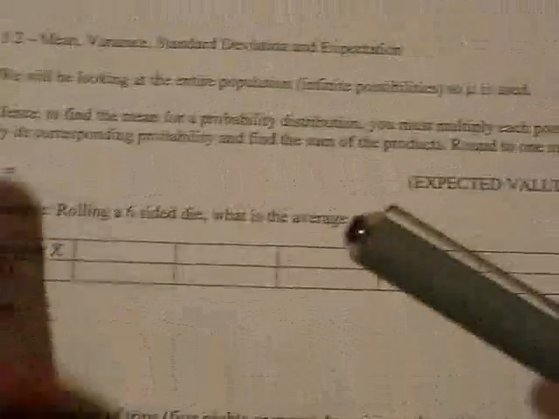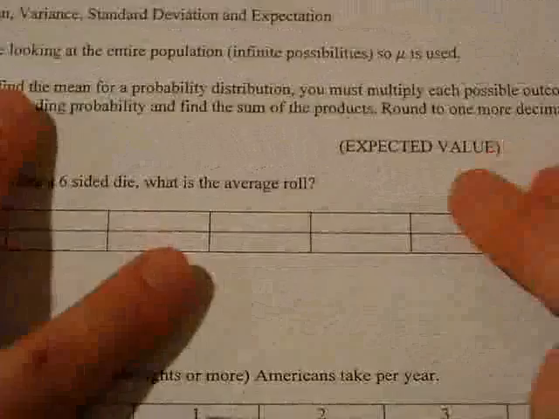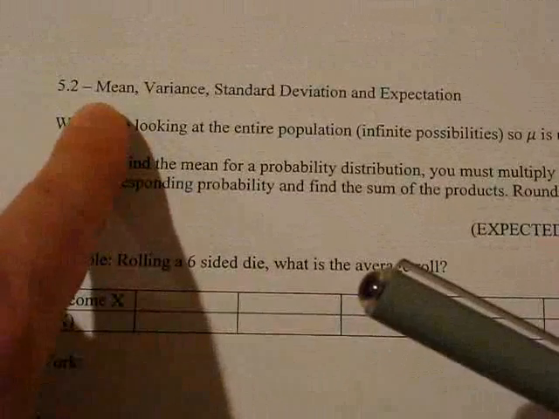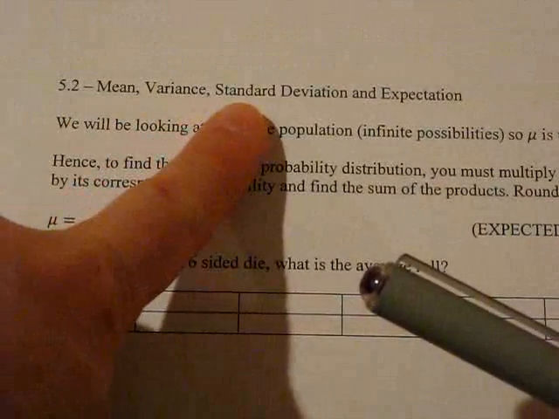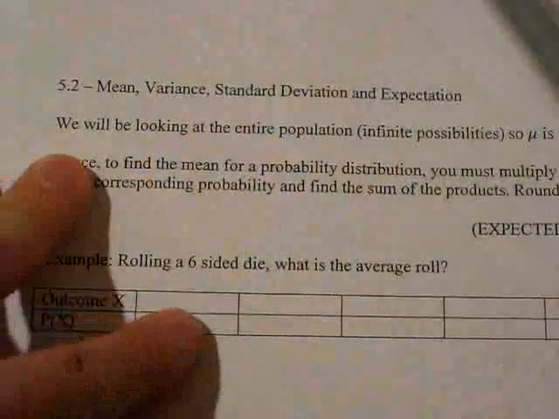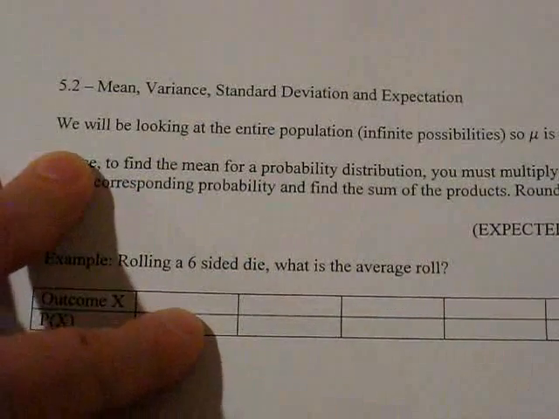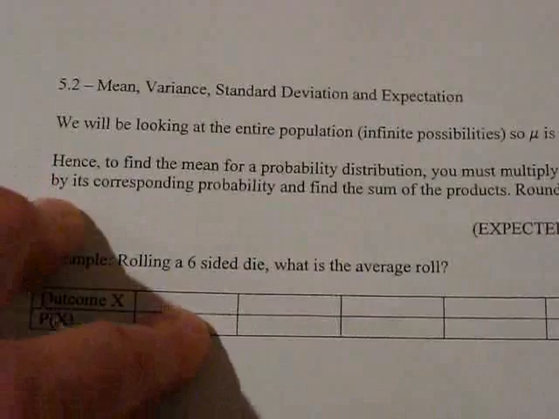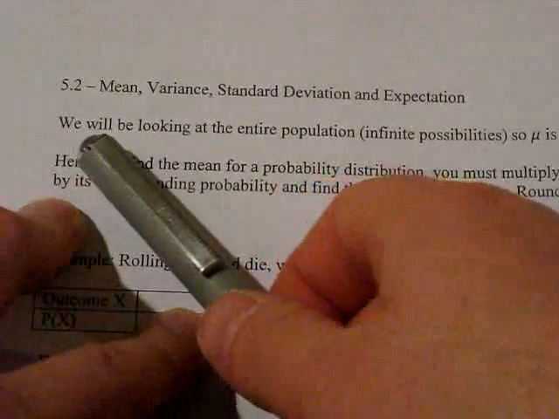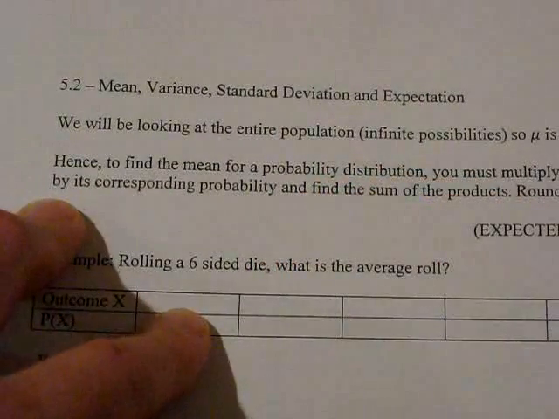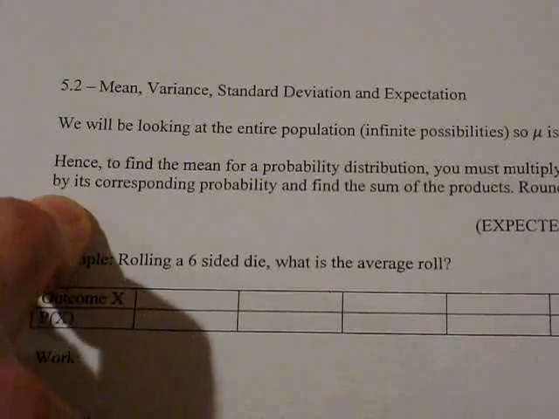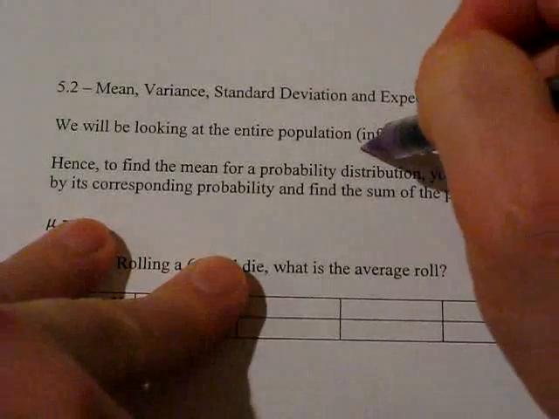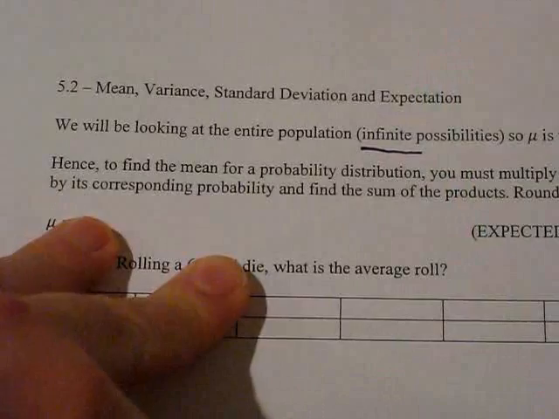And I will start off with a clean sheet here. In section 5.2, we're going to talk about the idea of getting an average, or the mean, the variance, and the standard deviation, and also we're going to talk about something called expectation, or the expected value. Now, here's the thing. Instead of looking at a small population, we're going to be looking at the entire population. So we're looking at infinite size possibilities.